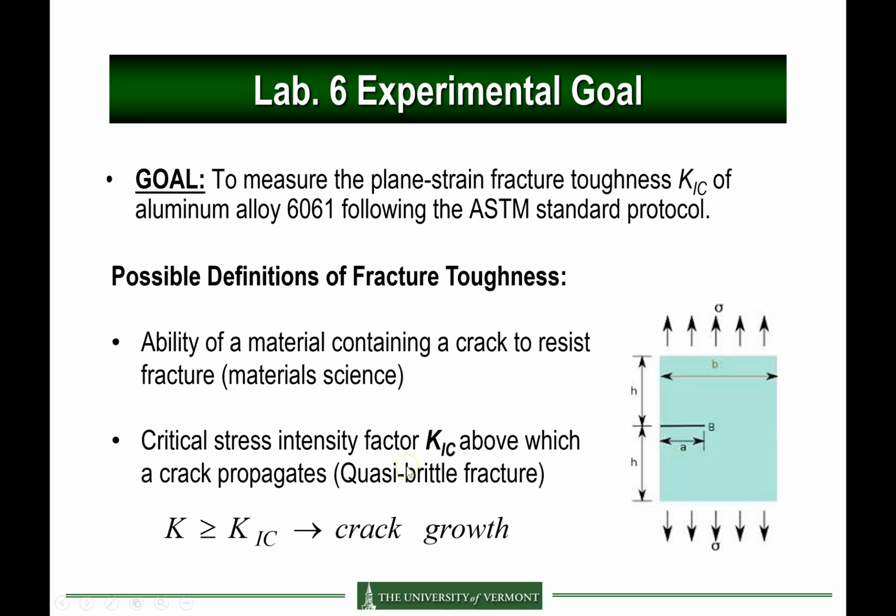Now mathematically, from fracture mechanics, this will be the critical stress intensity factor above which a crack propagates, under the assumption that the behavior is quasi-brittle. Okay, so this theory only applies for brittle fracture. So when the stress intensity factor in this geometry exceeds the fracture toughness K1C, then we have catastrophic crack growth. Okay.